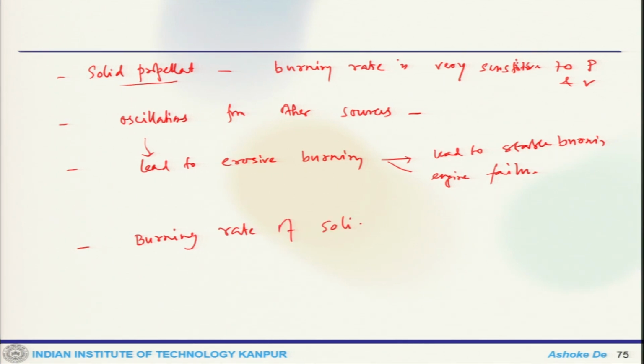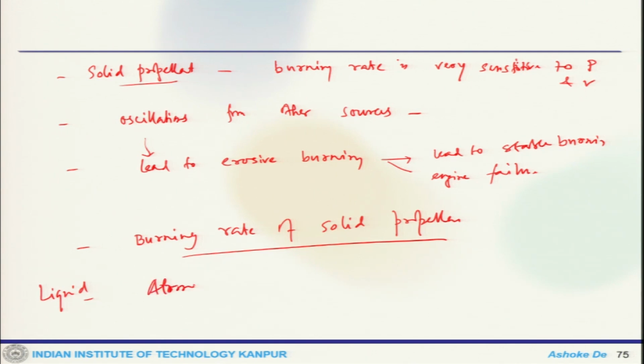Then the problem is, as I mentioned, the burning rate of solid propellant. This is not very controlled, or not easy to control. And in the liquid case, obviously one of the issues which is very well known and common is atomization or mixing. So, these are some of the issues which actually exist even today, and it requires a lot of attention to control this kind of issues.